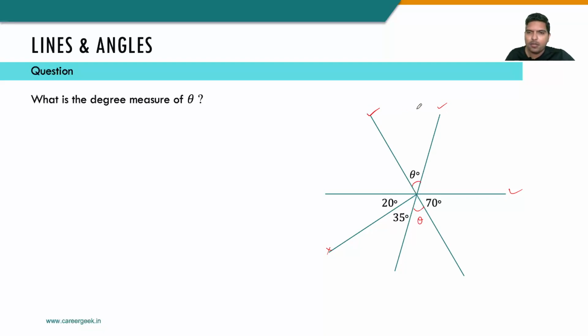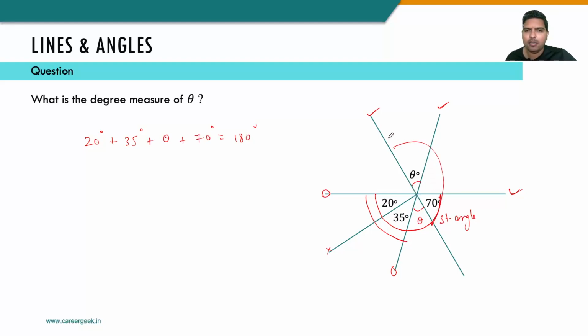Now this line and this line are these two lines. So their angle is how much? Or we need not even go there. You found a straight angle, right? This is a straight angle. And we have all the other three. So I can just apply the straight angle property, that 20 degrees plus 35 degrees plus theta plus 70 degrees is equal to 180. Earlier I was trying to apply this, but it doesn't matter.